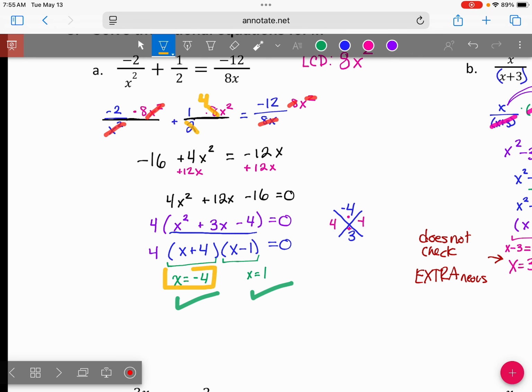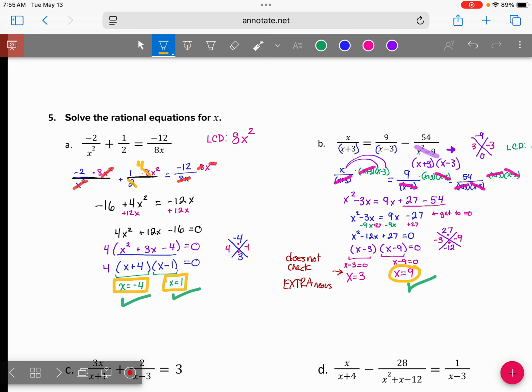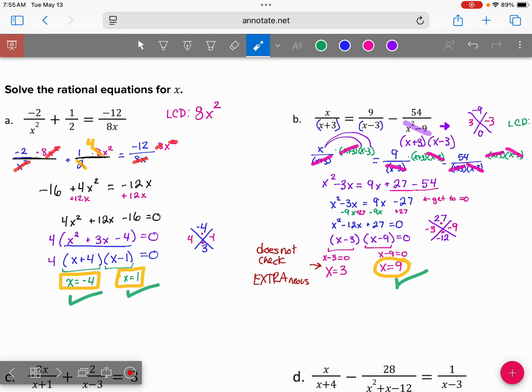So it could be either x equals negative 4 or x equals 1. Both of those count as solutions. Part B only had 1 answer. Part A has 2 answers. And that can happen. What about 0 answers? That can happen. If I only get an extraneous solution, that just means there's no solution. That has happened.